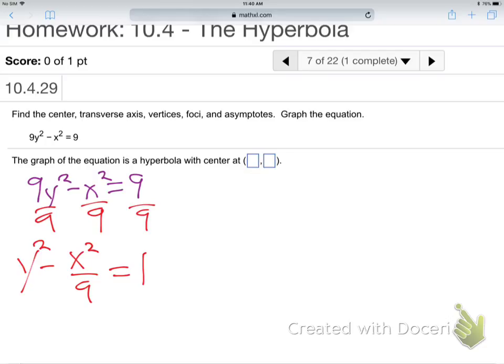Okay, can you graph it from there? Let me give you a second. Let's go ahead and graph it, see if you can answer their questions, now that it's got the right format.